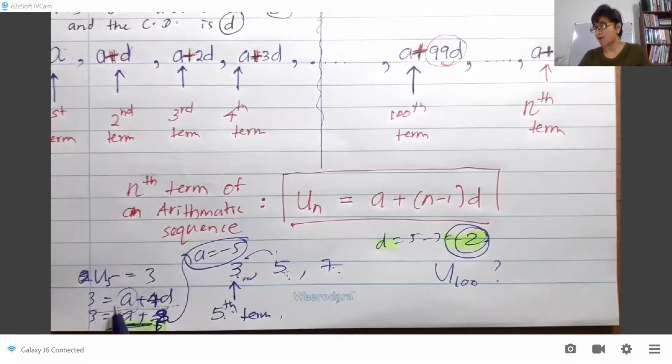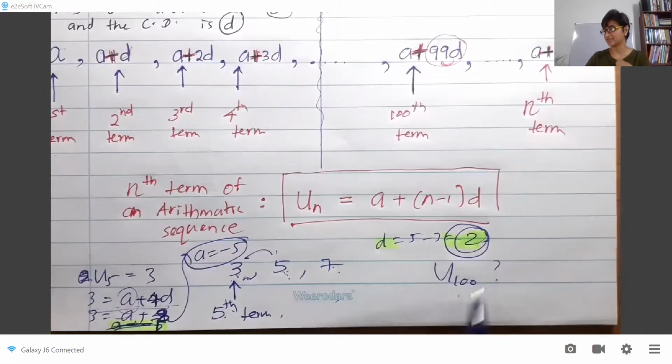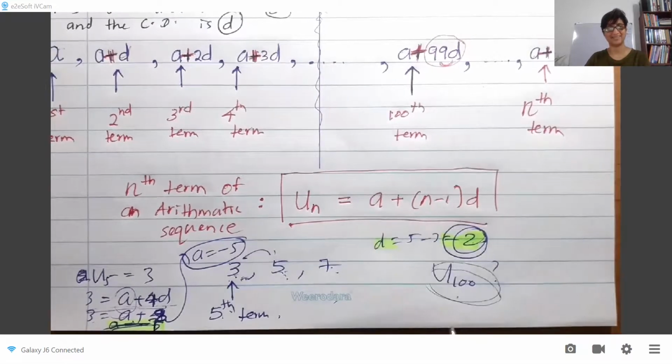Yeah, so this is how you would be given questions in the exam paper. You won't directly be given, here's your A, here's your D, find U100. There's no fun in that, is there? You would just have to plug into this formula. You will be given problems like this. That is exactly what they do. So you have to find A first and then apply that to find U100, right? So that was a good question, Senithu.